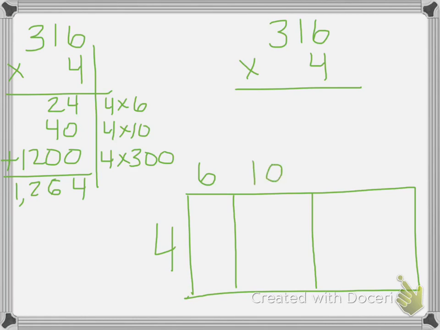My next chunk is going to be a little larger, and it's going to be the 4 times the 10. So we're breaking down our length into the expanded form of the number we're multiplying. So 4 times 6, 4 times 10, and then my last piece should make sense, this is my 4 times my 300. And then for each one of these, we're going to record our product inside our area model. So I have 4 times 6 got me 24, 4 times 10 got me 40, and my 4 times my 300 got me my 1,200.